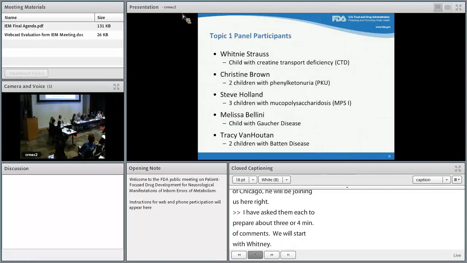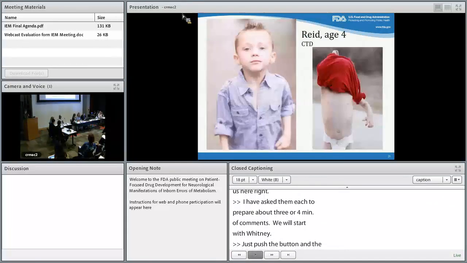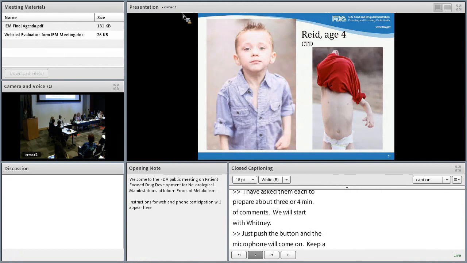Just push the little button and the microphone will come on. And keep it very close to your mouth. We have a hard time hearing. Okay, is this all right? Okay.